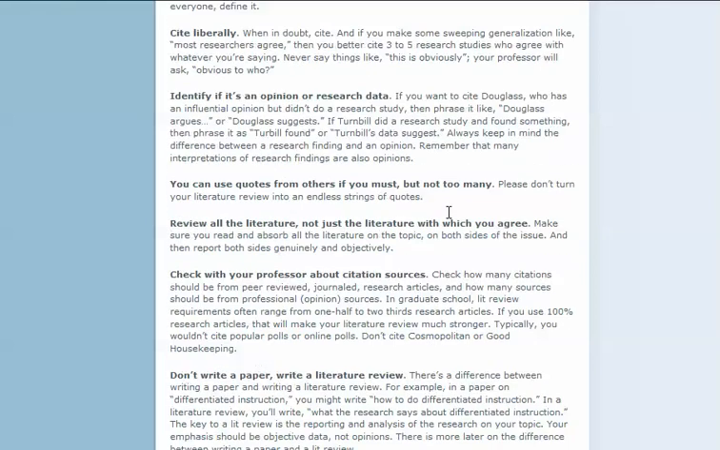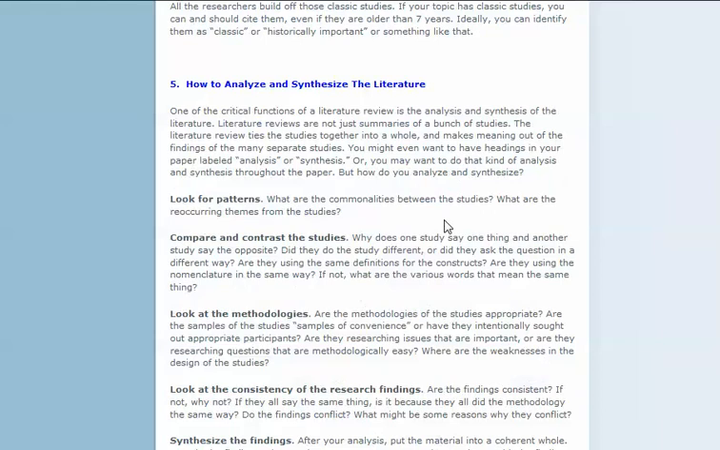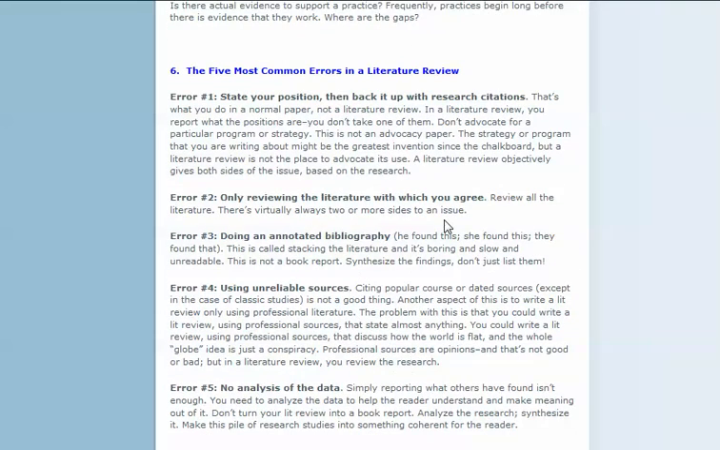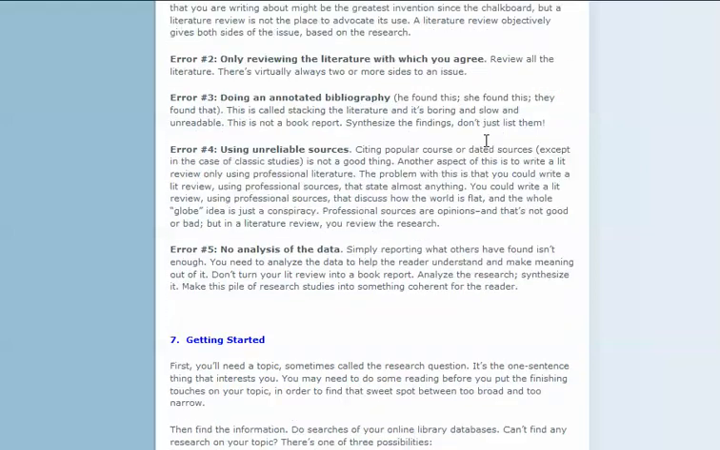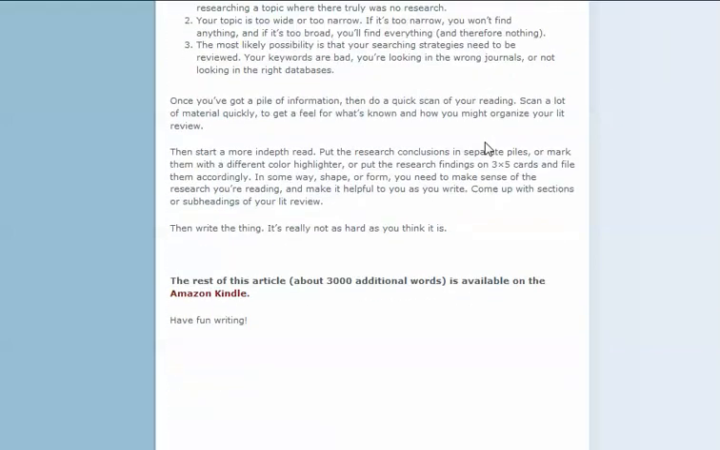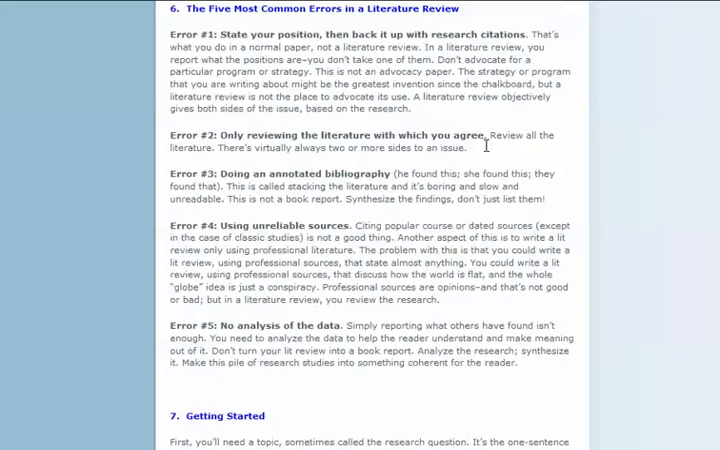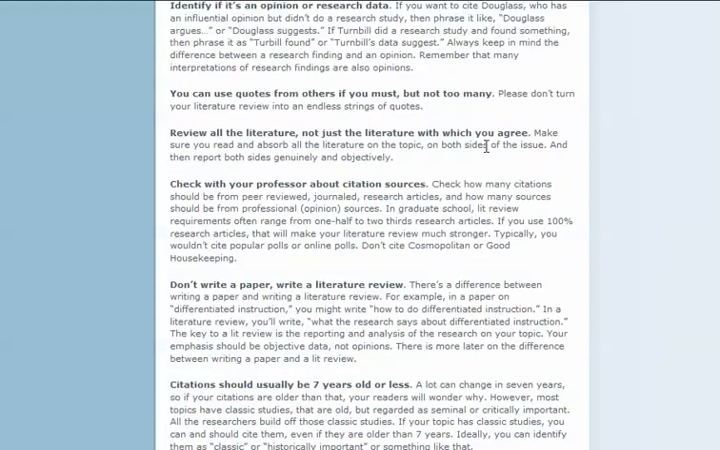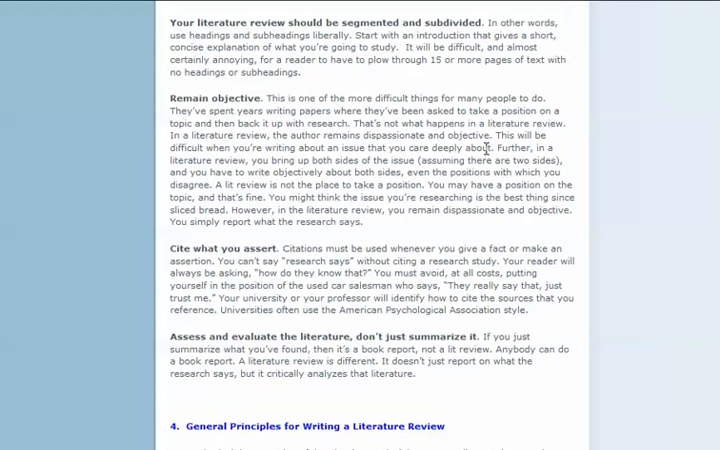So with that in mind, that bears looking into a little bit. These are the 5 common errors in a literature review, and it's an exceptionally good article, and I highly recommend that you pay attention to it.